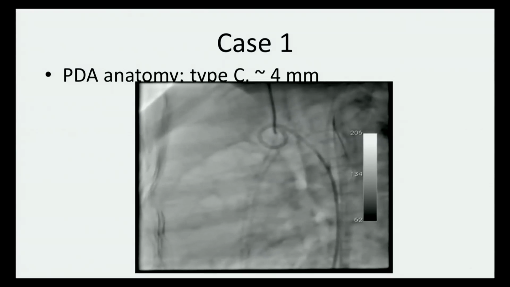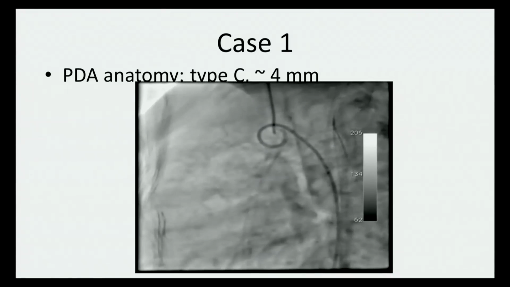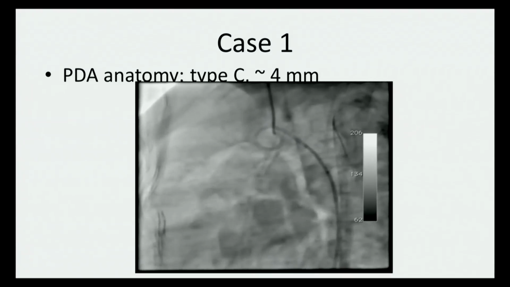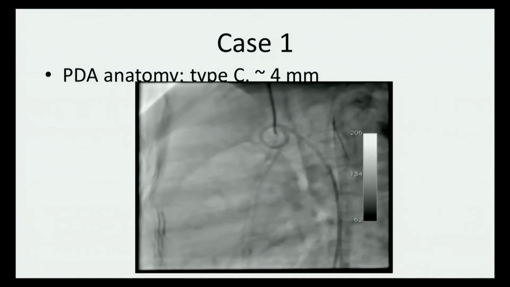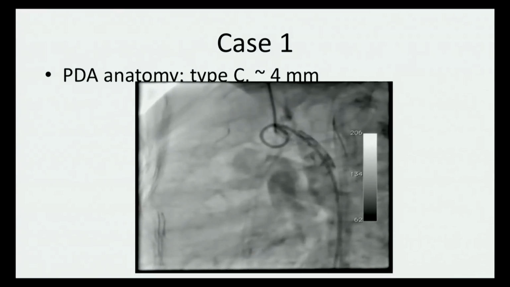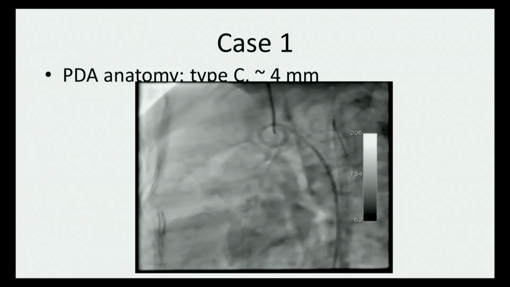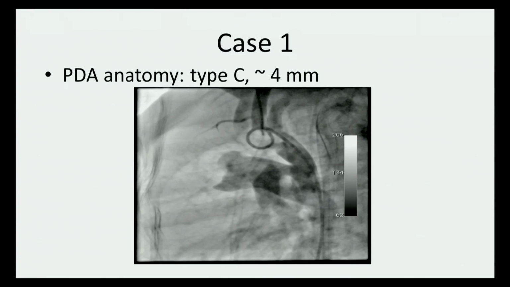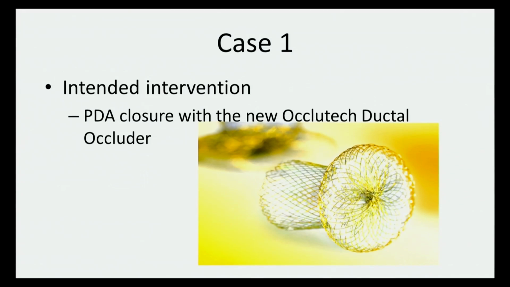Next one. So this was the first picture that they got. Kind of type C ductus, tubular shape. They measure about 5. We measured more than that. Next one. So this is a steel frame. You can better appreciate the anatomy of this PDA. Next one. So we intend to close this PDA with the new Occlutech ductal occluder.